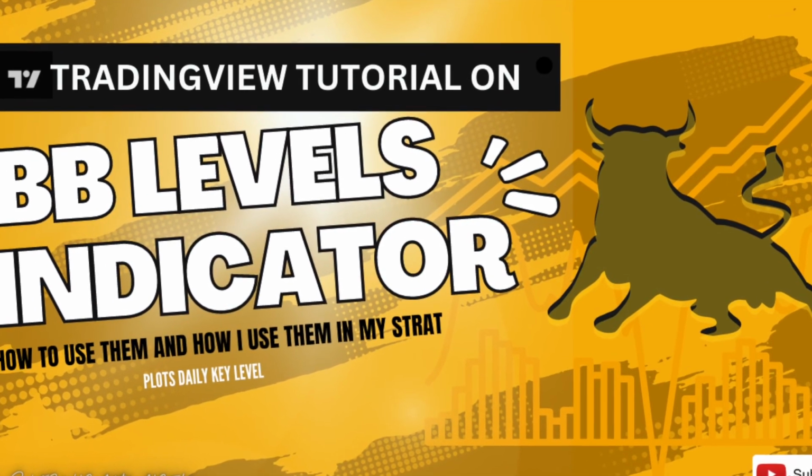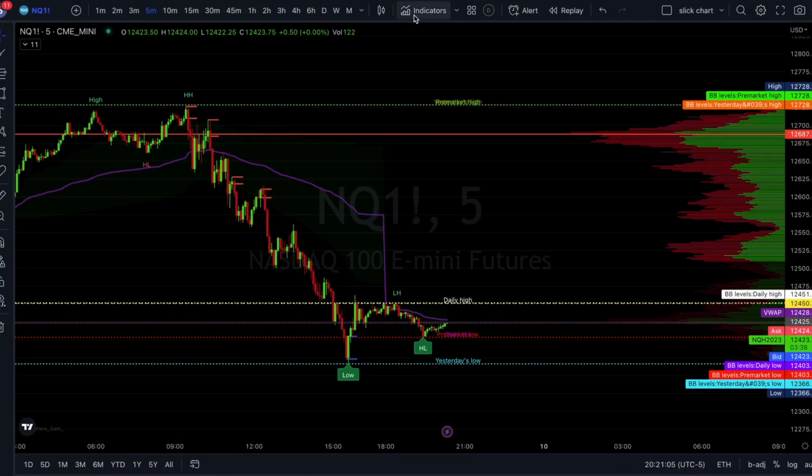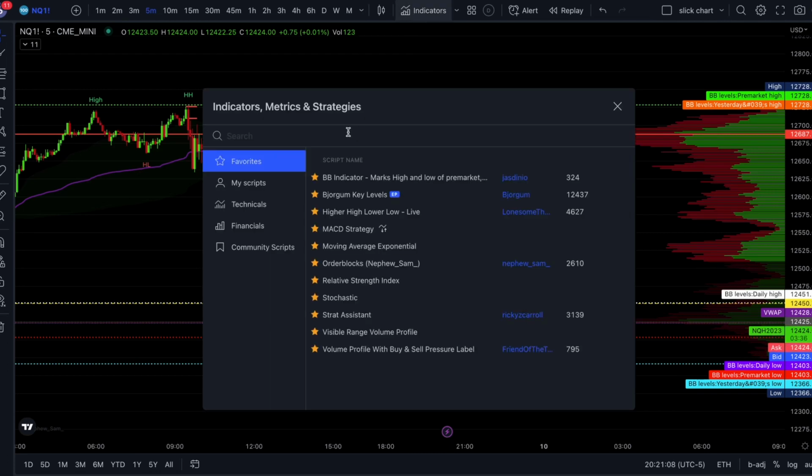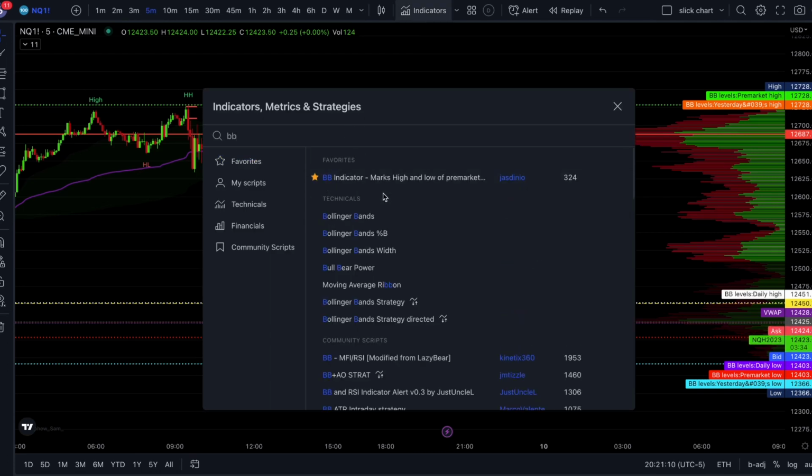Today we're going over the BB's levels indicator. So first thing we're going to do, we're going to go into the indicators tab. We're going to type in BB's. Boom. As the indicators come up, you're going to look for BB indicators, mark high and lows of pre-market. All right, it'll look like this.